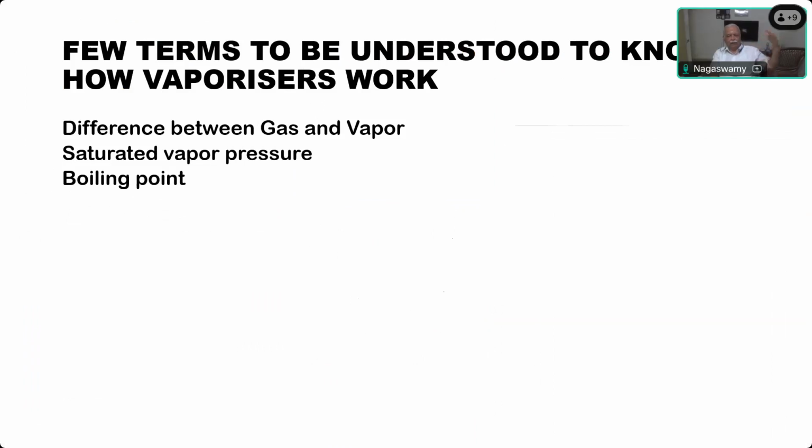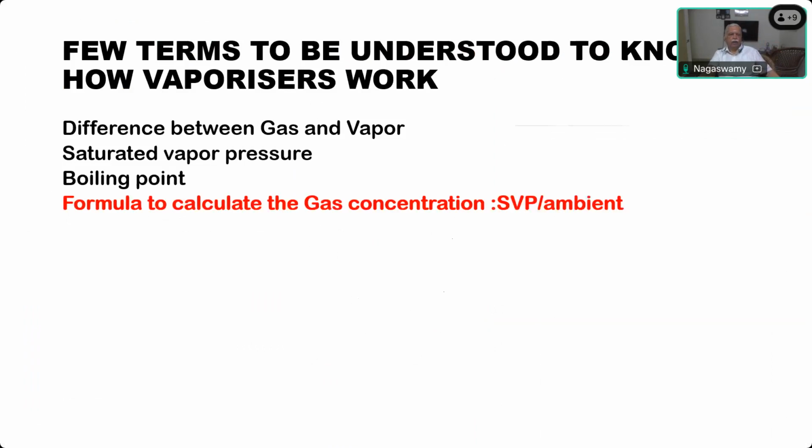Supposing Ooty or Kodaikanal has got an ambient pressure of only 710 millimeters of mercury. So at that pressure itself, the vapor pressure will become equal. So the boiling point will be very much reduced at a higher altitude. So that is the reason for the correlation between the vapor pressure and the ambient pressure. This is the boiling point. The temperature at which the vapor pressure becomes equal to the atmospheric or ambient pressure is called the boiling point.